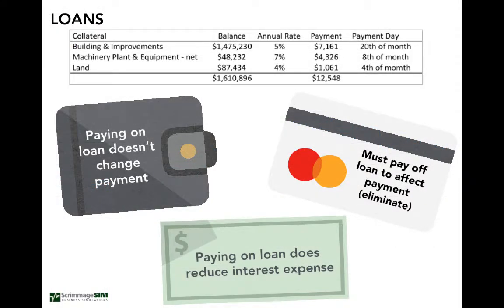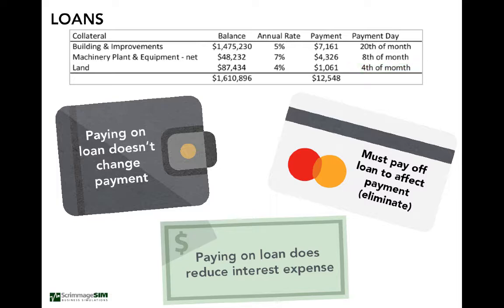ArborCrest currently has 3 different loans that they are paying on with different balances. These loans are also made against different collateral items: buildings and improvements, machinery and plant and equipment, and land. The interest rates are different, the balances are different, and the payments are different. Payments are made automatically. For the building and improvements loan, it's on the 20th of the month. Machinery, plant, and equipment loan, it's on the 8th of the month. And on land, it's on the 4th day of the month.